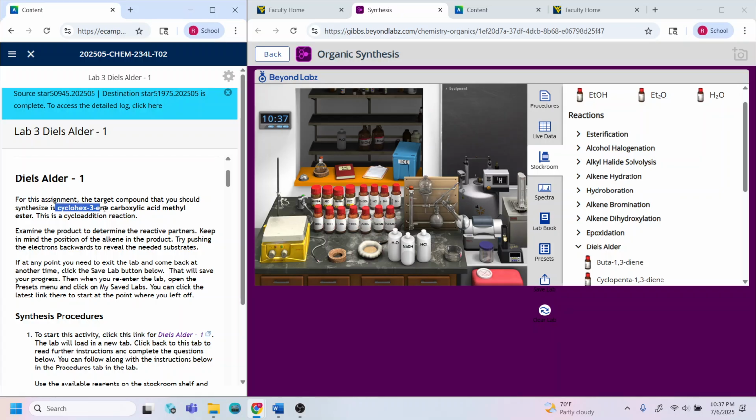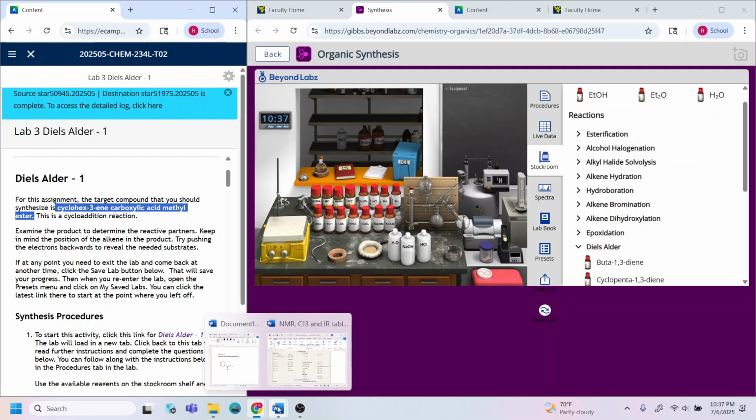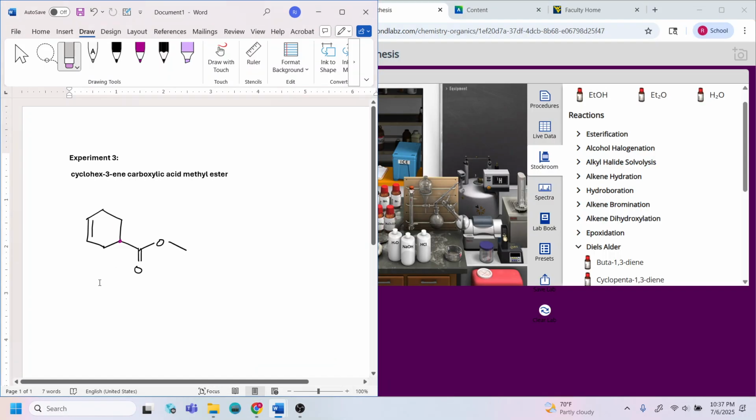In this lab, we are making cyclohexene carboxylic acid methyl ester. This is a Diels Alder reaction. So let's first draw this structure. Okay, so this is the structure that we are making. We know that with a Diels Alder reaction, our product is going to be a cyclohexene.